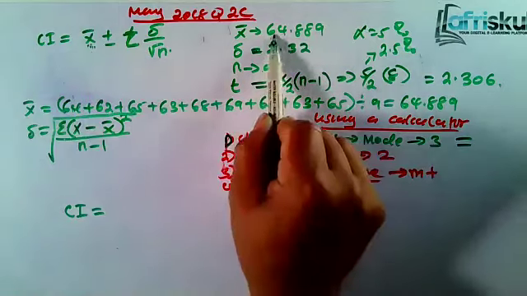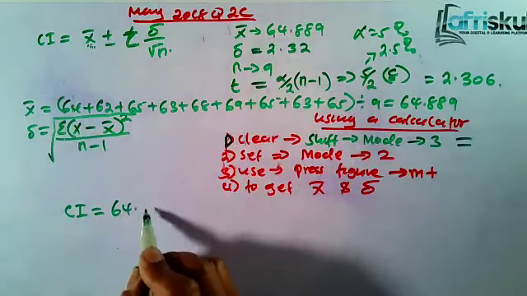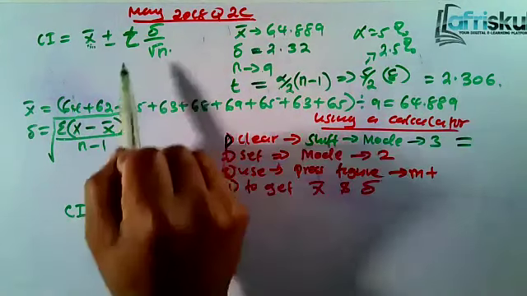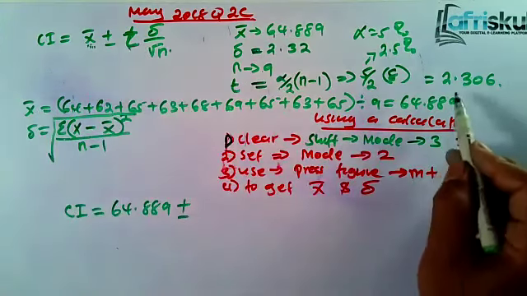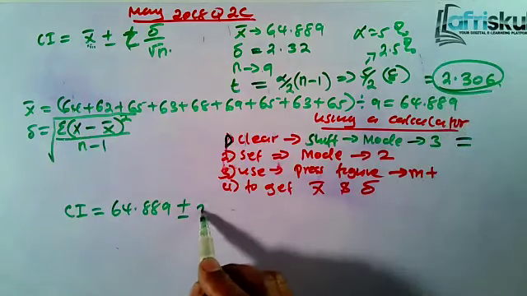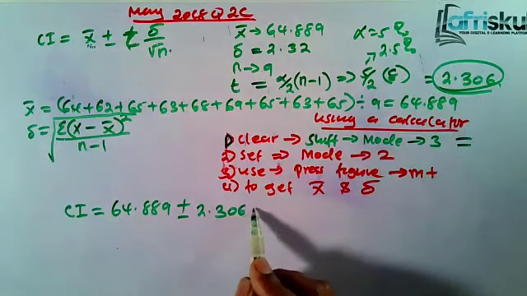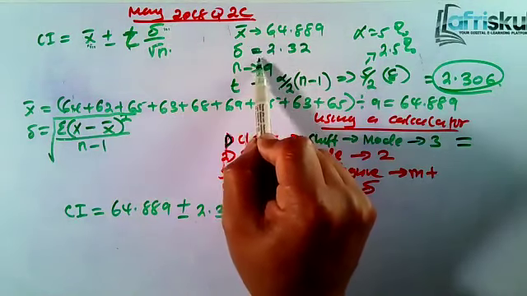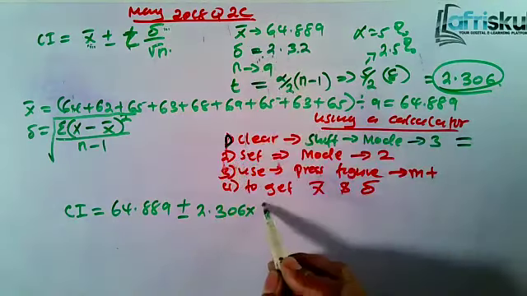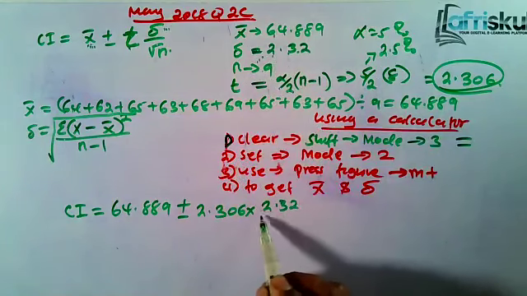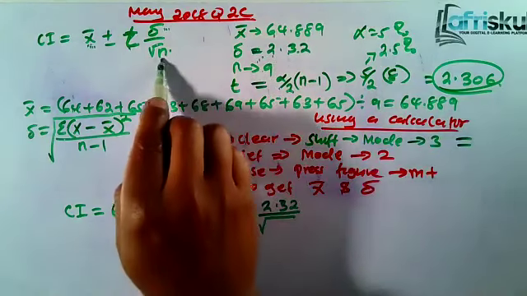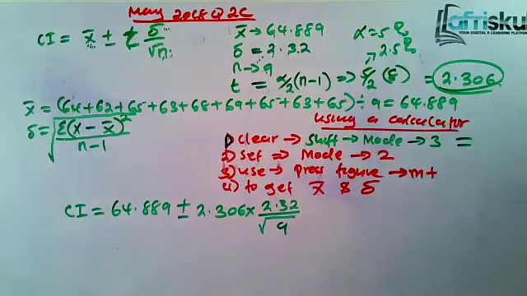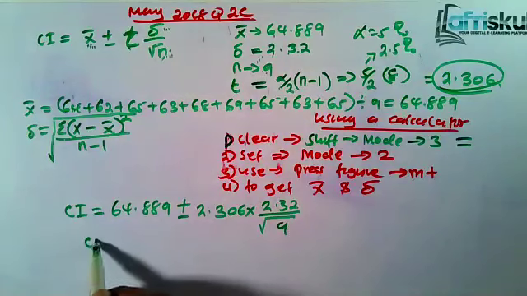bar, ndio hii, ilikuwa 64.889 plus or minus t, tumeona our t ndio hii hapa 2.306 times standard deviation. We already have our standard deviation here. Our standard deviation was 2.32. You divide by square root of n. Our n was 9. So utapata our confidence interval.